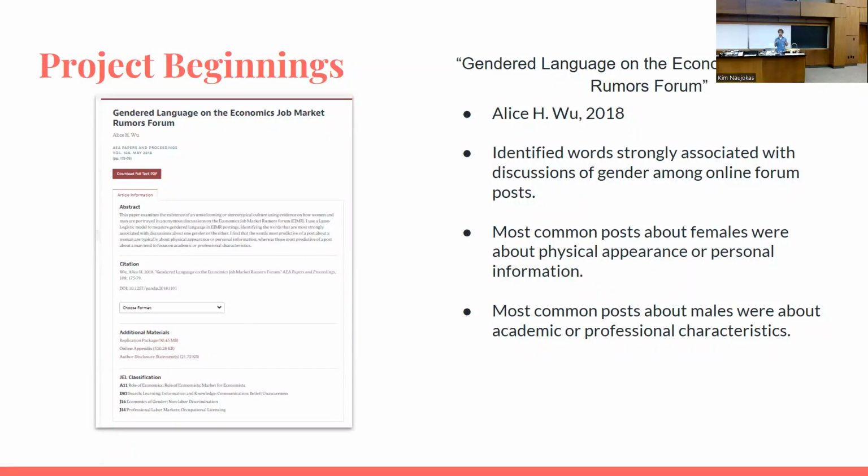And she found a disparity between the types of words that were typically used. With posts that were discussing female candidates, they were mostly about physical appearance or personal information, whereas posts that indicated they were discussing males were more so about academic or professional characteristics. So a bit of a disparity there. And I think Ms. Wu's work here is very important and very interesting.